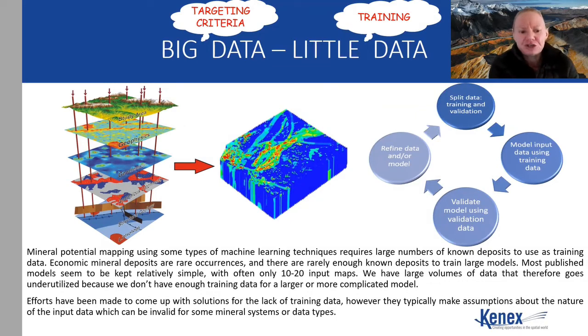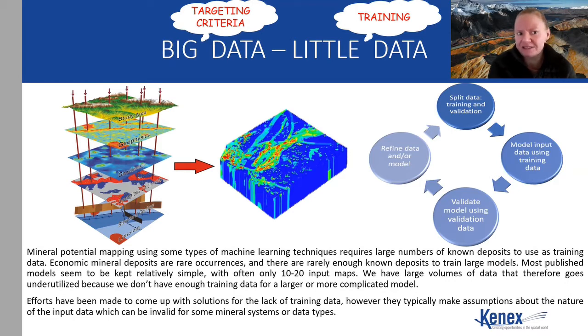Right, so as I'm sure a lot of people understand, machine learning techniques can require a large number of training data to effectively train the model. And as these models get more complicated, the more training data we need to effectively train them. Right. And as mineral occurrences are rare events, there's not a lot of them, and economic mineral occurrences are obviously even rarer than that.